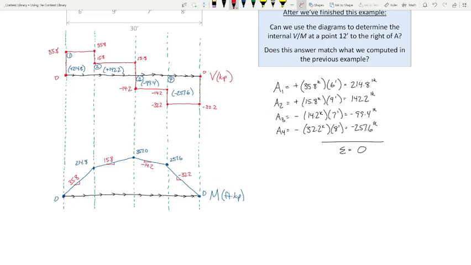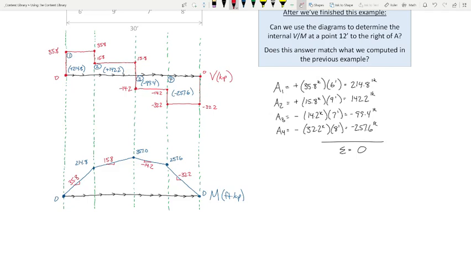And I propose the only way that that would work is if those two reactions that we computed, those were the only two values, 35.8 for A and 32.2 for B. Those are the only two that we could use that would satisfy both vertical force equilibrium and moment equilibrium, illustrated graphically with the shear and moment diagram. Does that make sense? All right, does anybody have any questions so far?